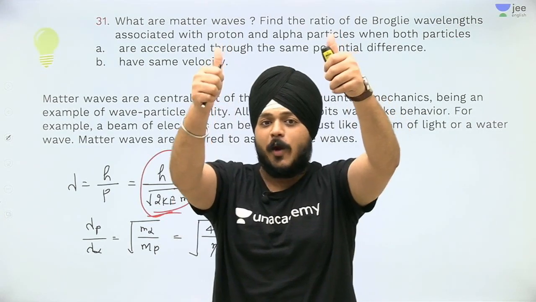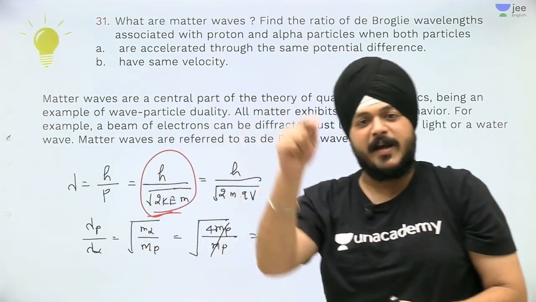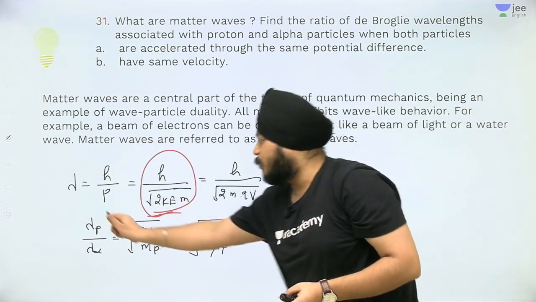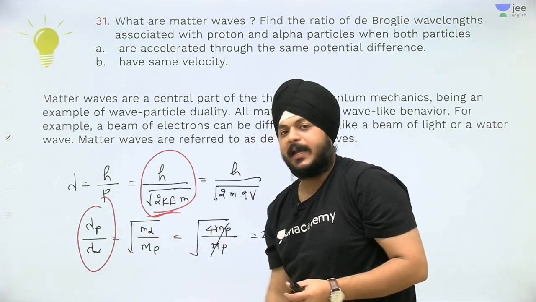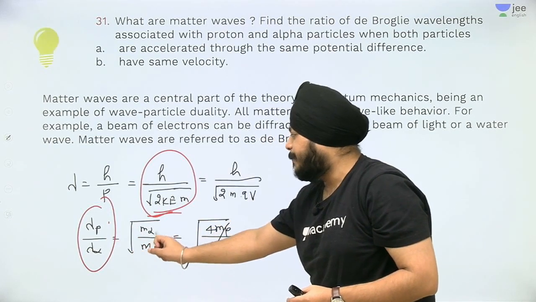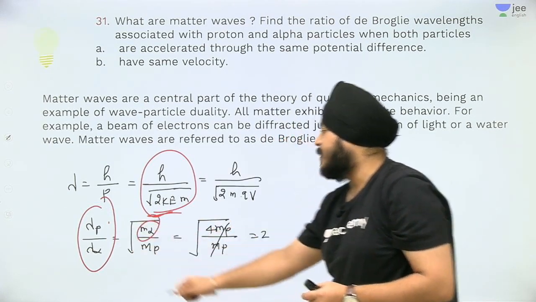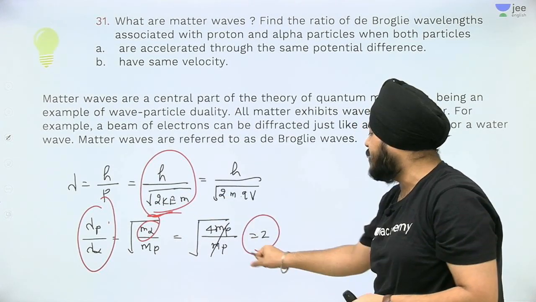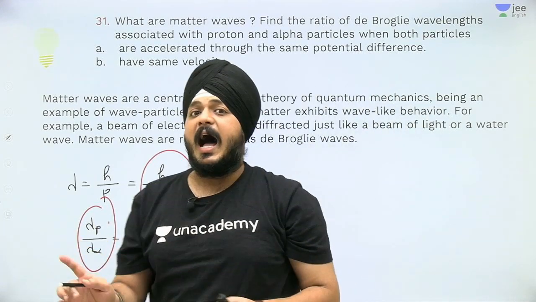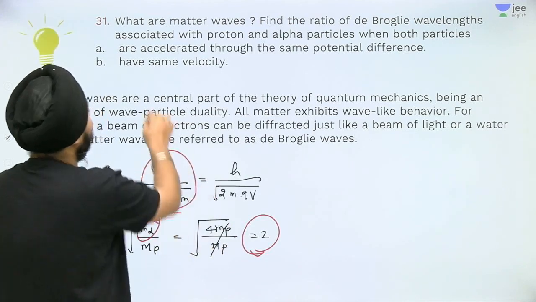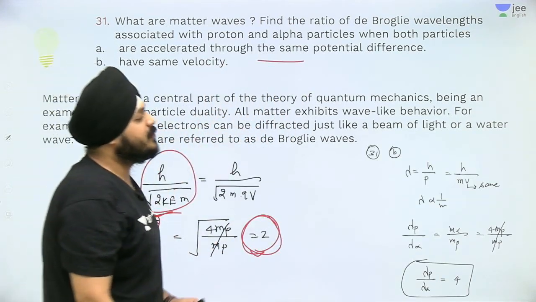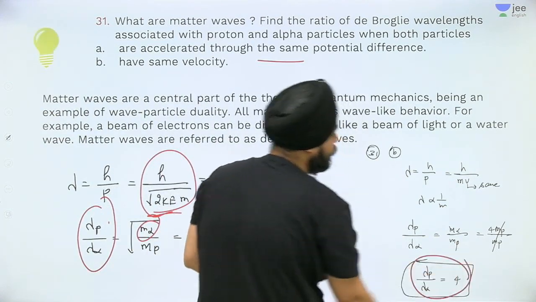Okay guys, this is the equation we have to compare for the proton and the alpha particle. So it would be inversely proportional to the square root of the mass, and I am getting the ratio of the proton to the alpha as 2. So when they are accelerated through the same potential difference, the ratio would be 2:1. And when they are having the same velocity, the ratio would be 4:1.